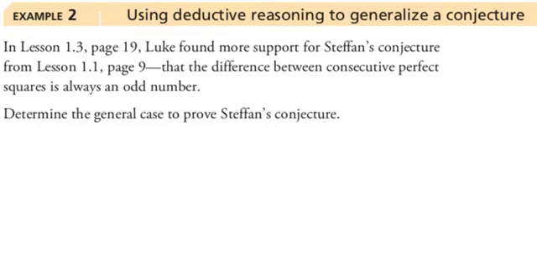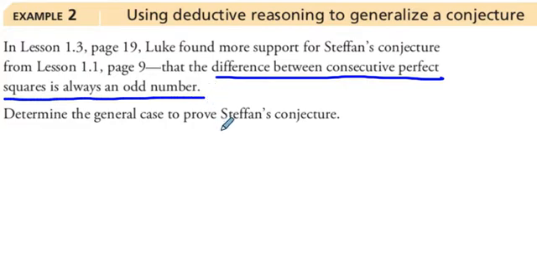In this example, we want to make a proof. We want to prove a conjecture that we did in an earlier example, that the difference between consecutive perfect squares is always an odd number. So that is what we want to prove.